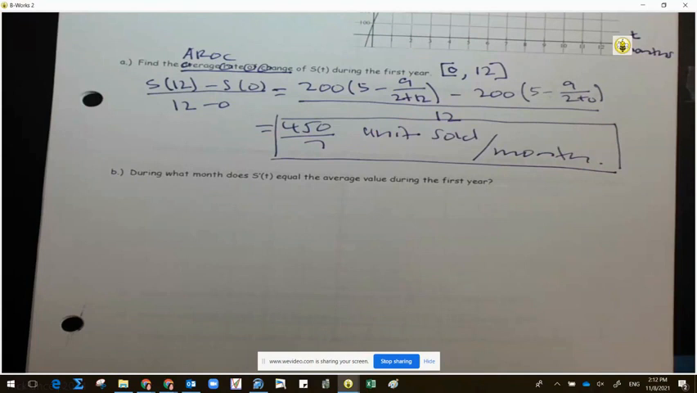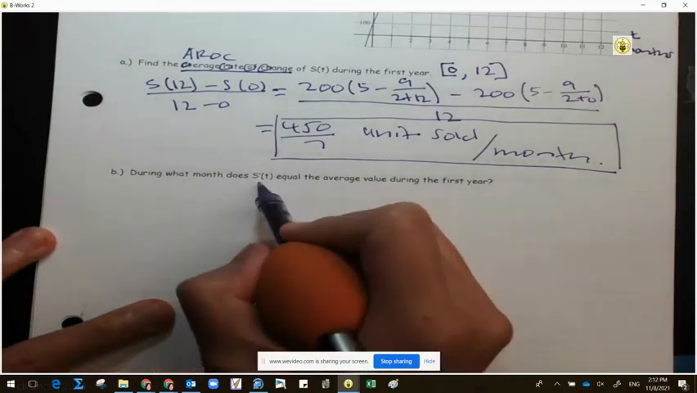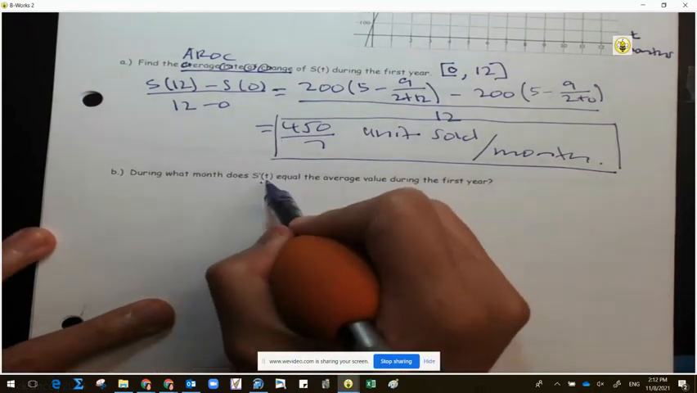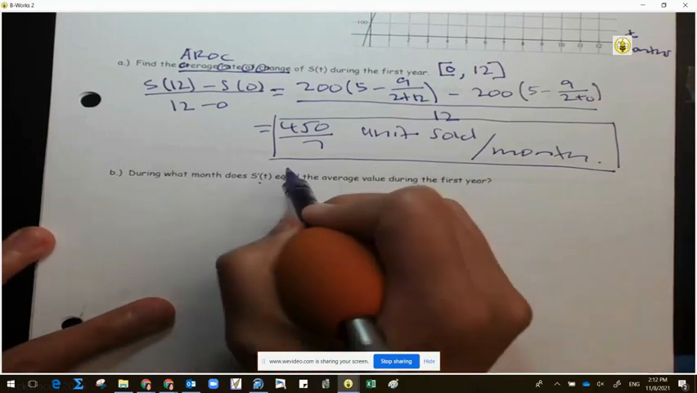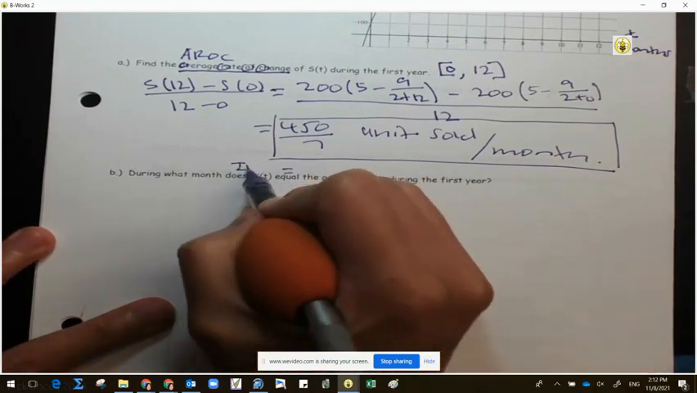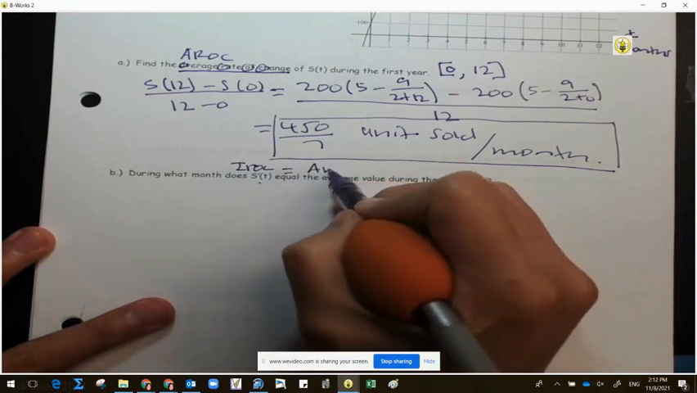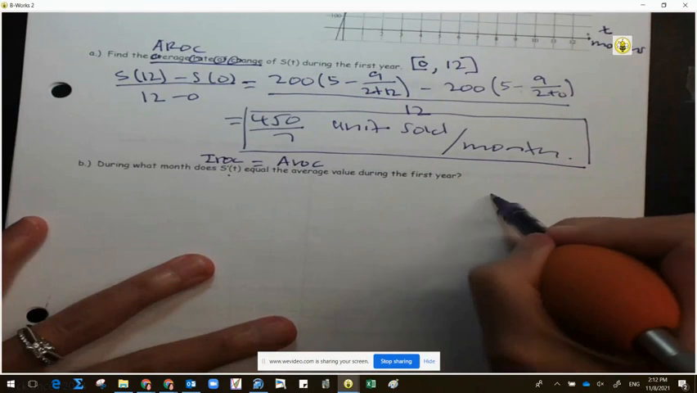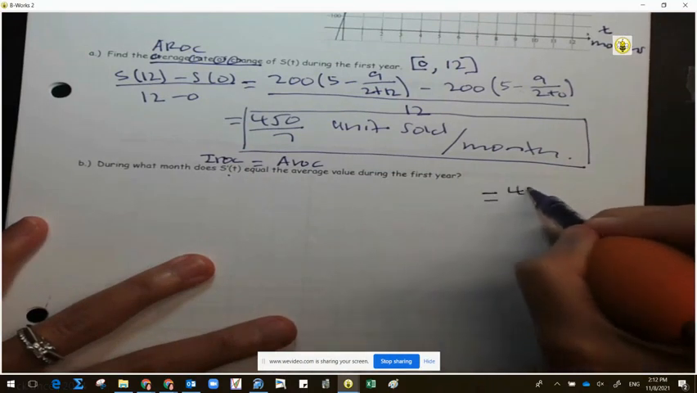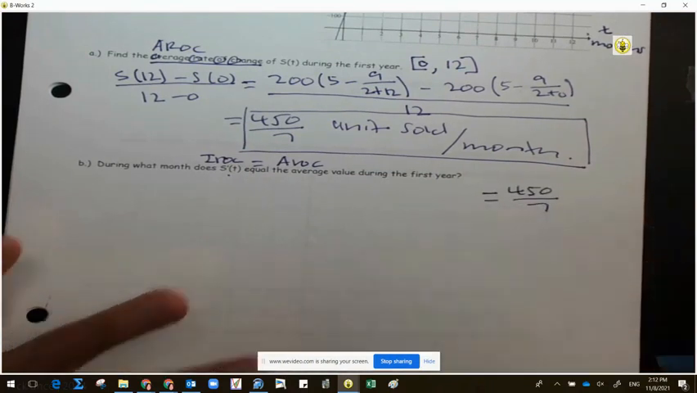All right, now let's look at part B. On part B, Mason, let's read. During what month does S prime T give the average value during the first year? All right, so it's saying S prime of T is IROC or AROC? So let's write on here, IROC is equivalent to the AROC. We know the AROC already, so I'm going to go ahead and write out something is equal to 450 over 7 because we found the AROC already.